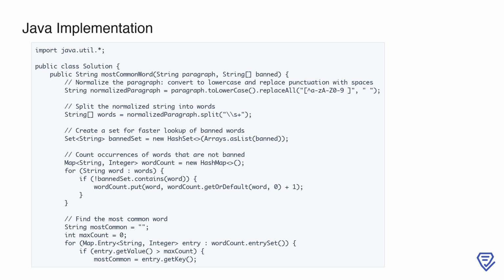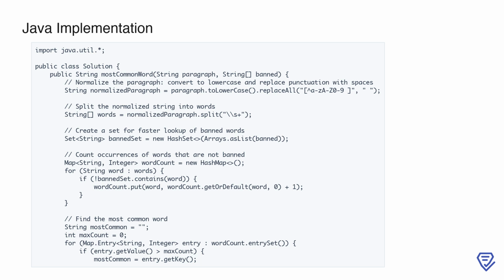Here, we start by normalizing the input paragraph. This involves converting the entire string to lowercase to ensure case insensitivity and replacing any punctuation with spaces so that we can focus solely on the words. Next, we split the normalized paragraph into individual words using the split method with the regex \\s+, which handles multiple spaces. After that, we create a hash set to store the banned words, as sets allow for efficient lookups.